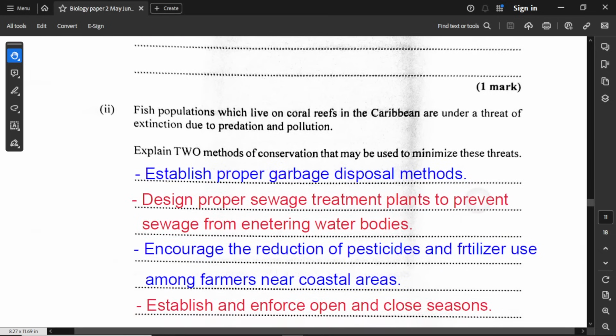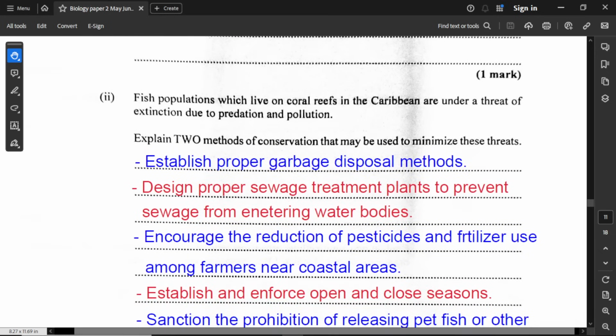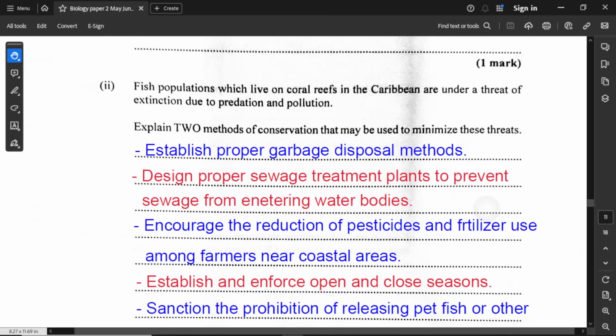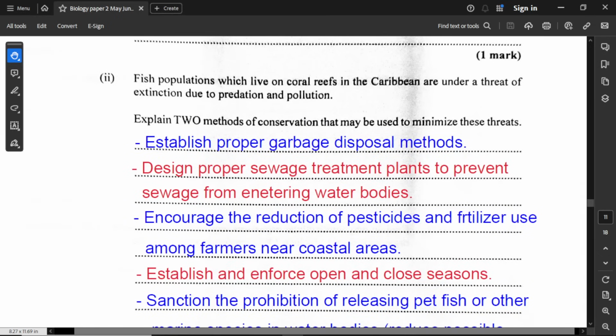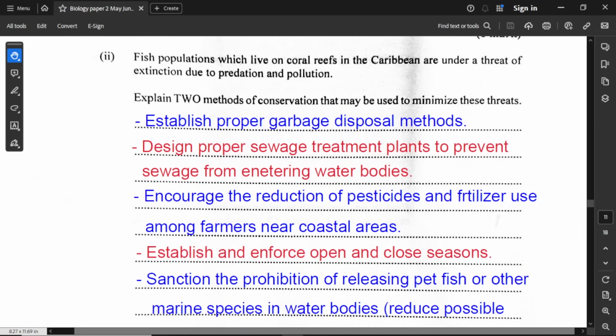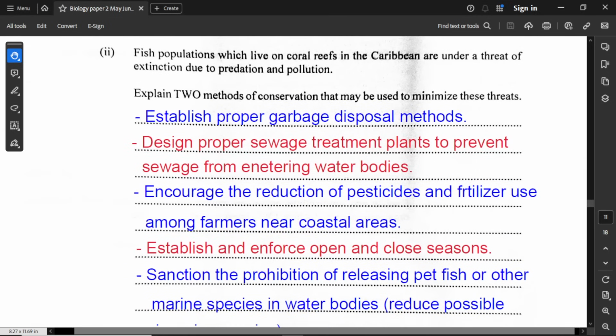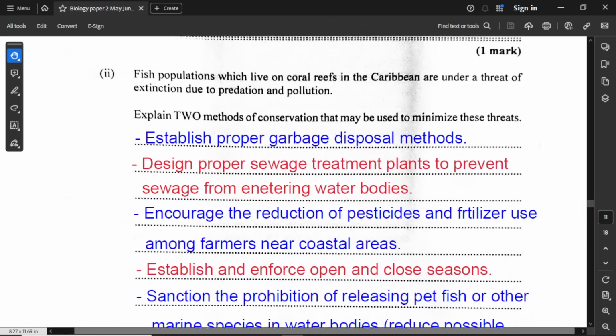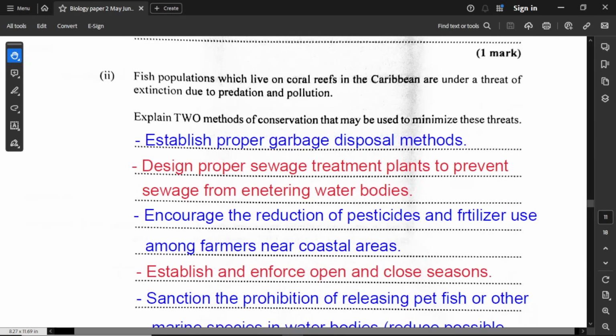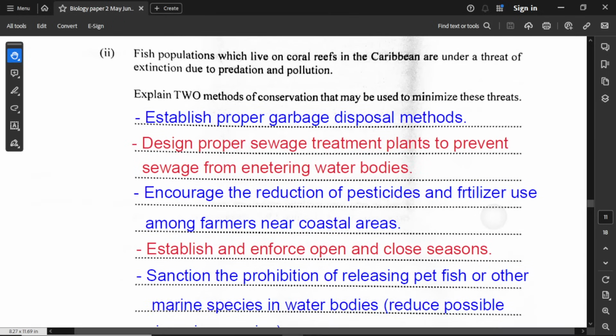All right. Now for part 2, it says fish populations which live on coral reefs in the Caribbean are under a threat of extinction due to predation and pollution. All right. So explain 2 methods of conservation that may be used to minimize these threats. But a point to note here before we go to these is that when we talk about predation, it's not only fish eating fish or larger sea animals eating fish, but we also hunt and capture fish as well. So we are their predators. That's what to bear in mind.